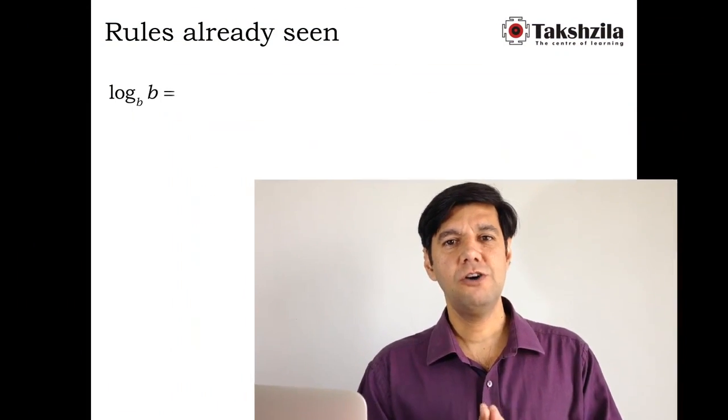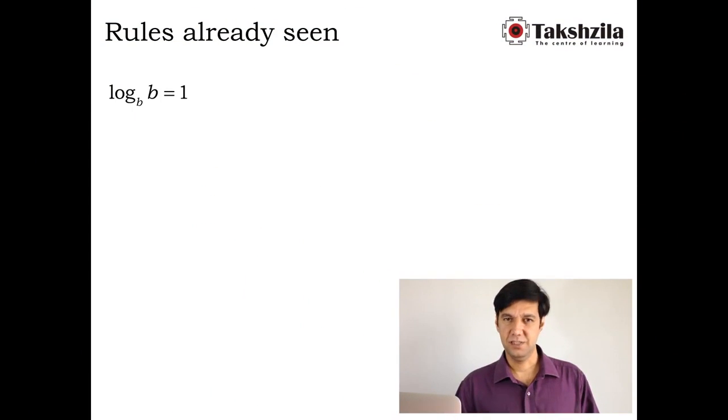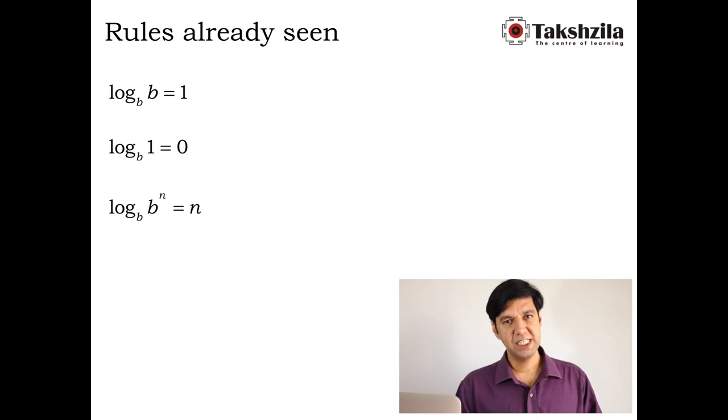Let's start by reviewing a few rules we learned in the last lecture. We have seen log of any number to itself as the base is 1. Log of 1 is always 0 irrespective of the base, and log of b to the power n to the base b is equal to n.